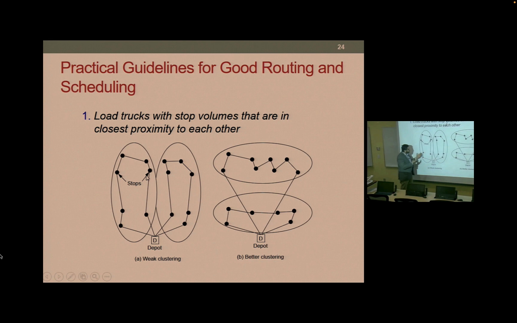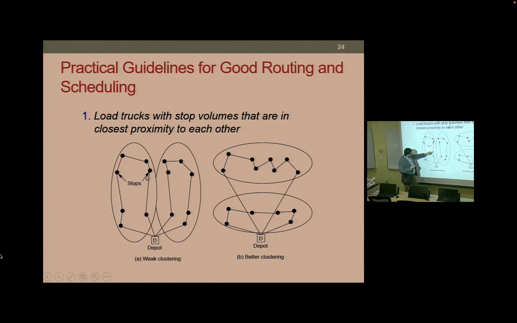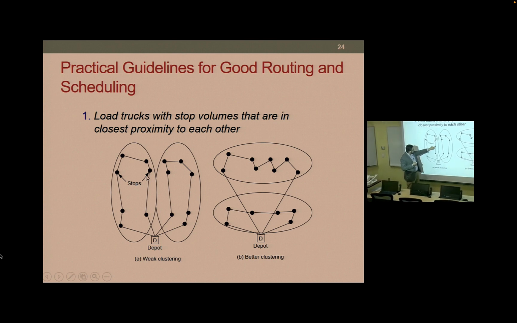If we want to evaluate if this is a good solution or not, one thing we should look at is the distance between points on the same route. We want the distance between points on the same route to be small. But look here, from this customer to the next customer, we travel a long distance. And again here, from this customer to this customer, we travel a very long distance.